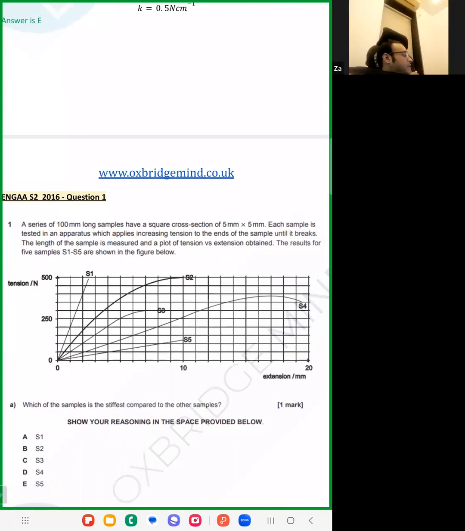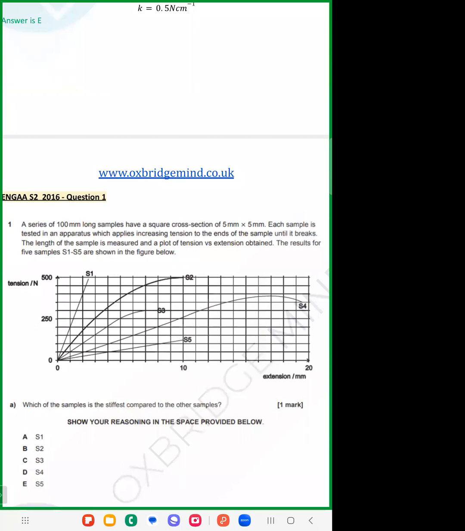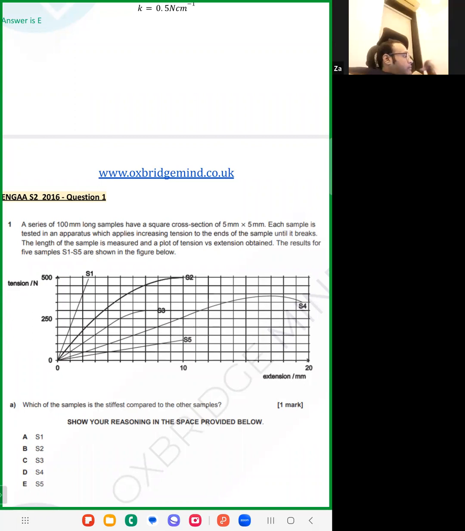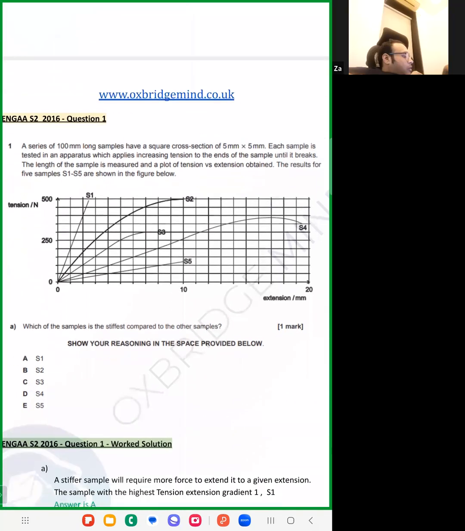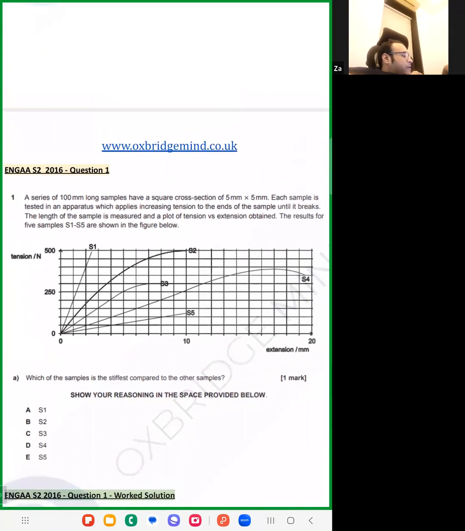Which of the samples is the stiffest compared to the other samples? The one which is stiffest requires a larger force to get the same elongation, right? So it's S1. So the answer is S1, right? Yeah. Very clear. Perfect. Now, which sample does not obey Hooke's law up to 2% strain?